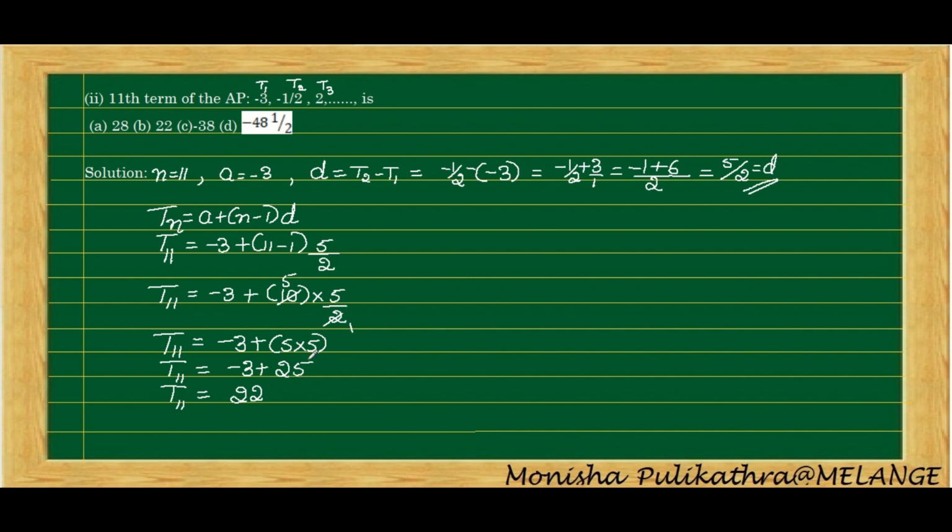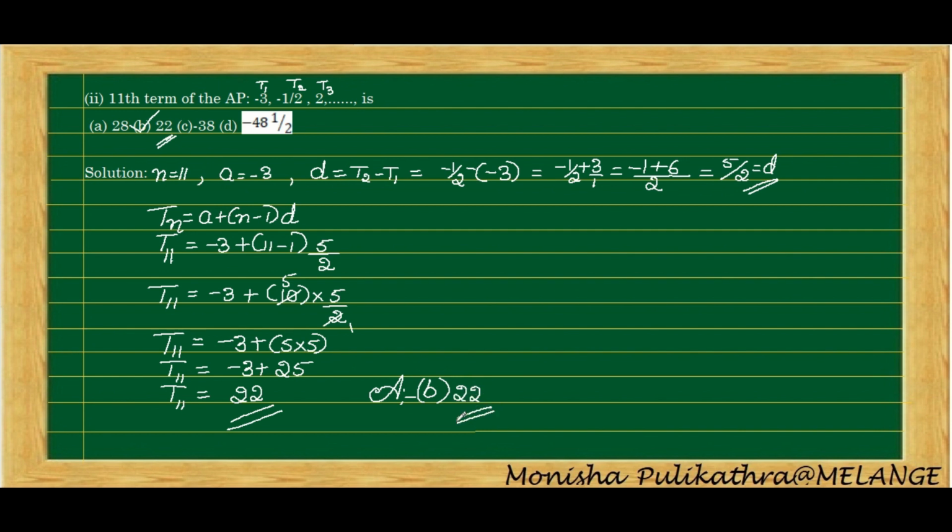Here the larger number is 25 and it has a plus sign, so it is plus 22. So T11 is equal to plus 22. In the options, we have the second option, B, as 22. So this is the answer. The answer for the second question is option B, that is 22.